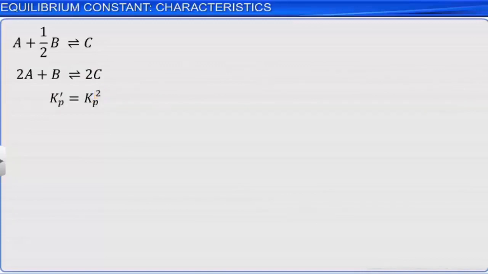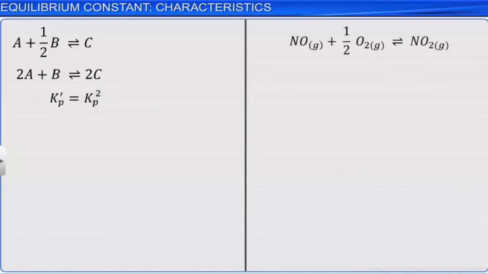For example, the reaction of nitric oxide and oxygen to form nitrogen dioxide may be written in two equivalent ways. The first way of writing it is 1 mole of gaseous nitric oxide and half a mole of gaseous oxygen combining reversibly to form 1 mole of gaseous nitrogen dioxide. The second way of writing it is 2 moles of gaseous nitric oxide and 1 mole of gaseous oxygen combining reversibly to form 2 moles of gaseous nitrogen dioxide.